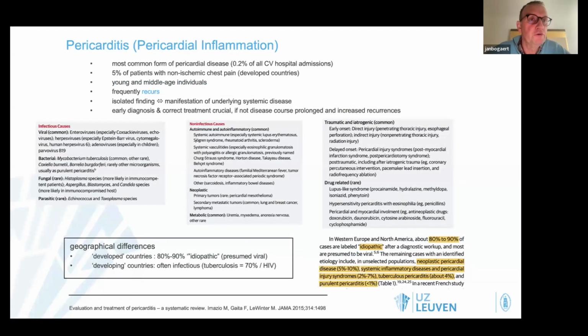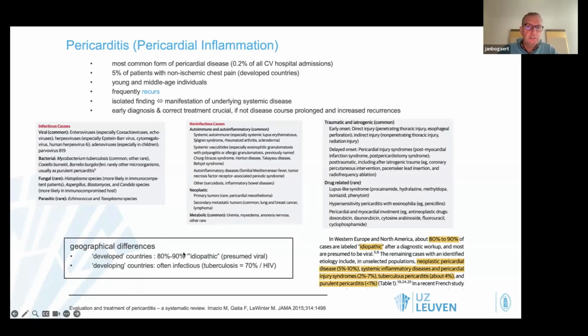So let's move from pericardial effusion to pericarditis. It's quite common. It's considered that about 5% of patients with non-ischemic chest pain in developed countries have pericardial disease. It affects young and middle-aged individuals, and the peculiarity is that it has the tendency to recur. It can be isolated or part of a broader, more systemic disease. Early diagnosis and correct treatment are crucial. Otherwise, the disease can be prolonged and there's also a higher chance for recurrences.